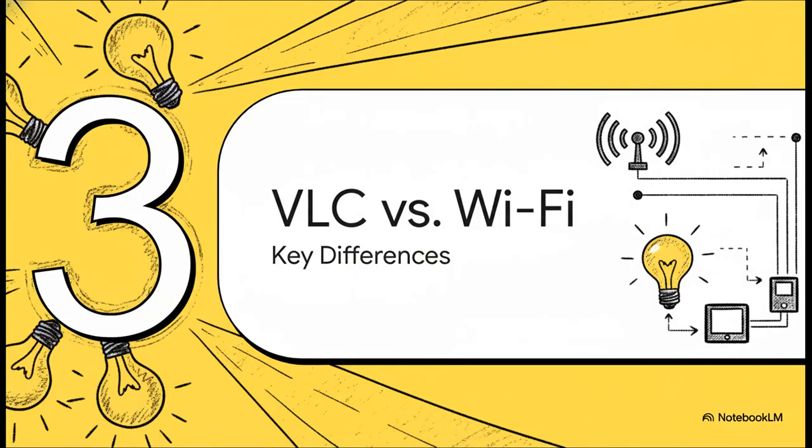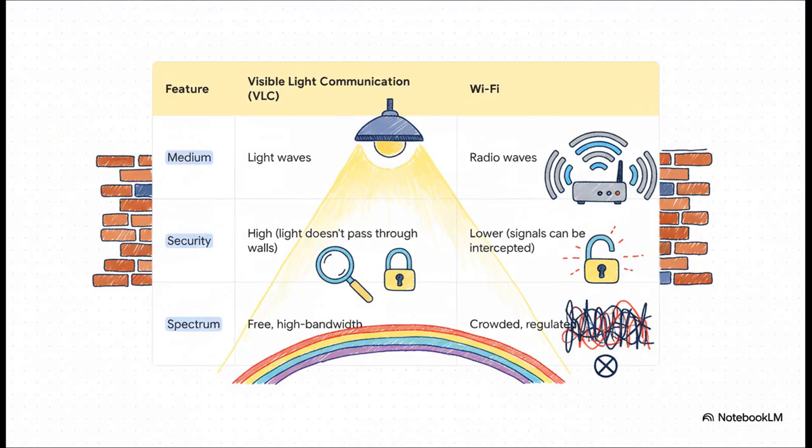Okay, now for the big question on everyone's mind. We already have Wi-Fi, so why do we need this? What makes VLC a potential game changer? The differences here are actually pretty huge. So Wi-Fi uses radio waves. VLC uses light waves. What's the big deal?